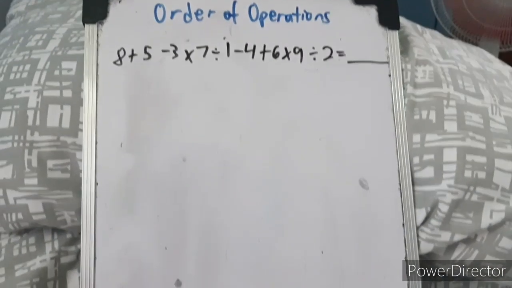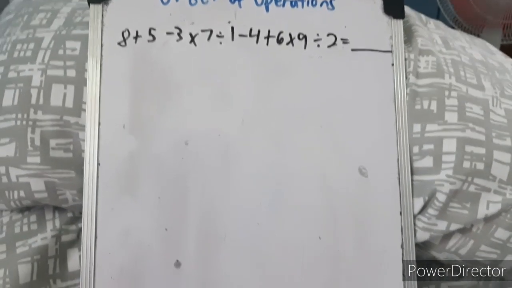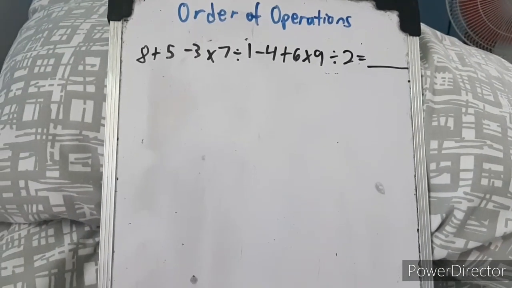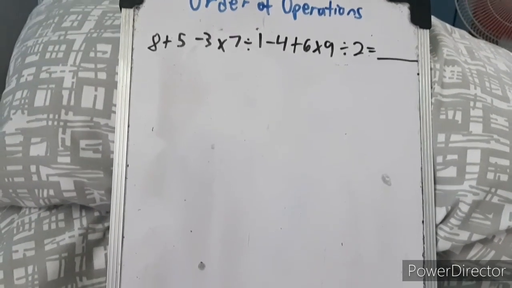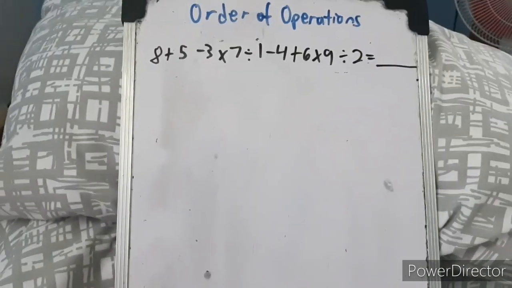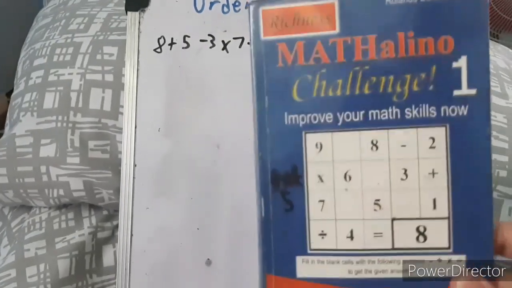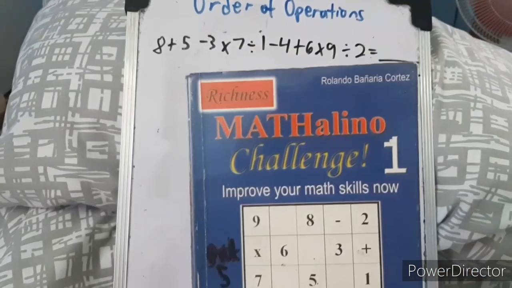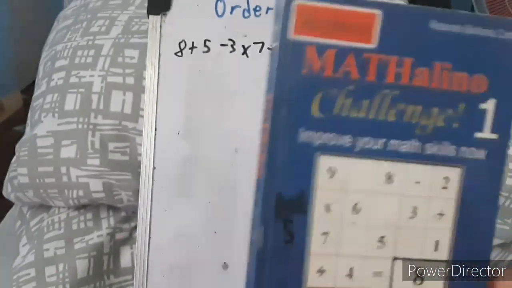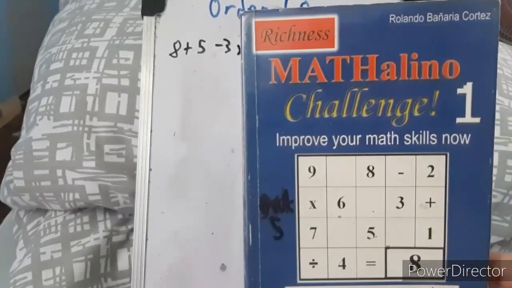Okay, so bibigay ko po ng example. I'll give you 5 examples po para intindihin kung paano gagawin sa order of operations. Ang mga sagot dito ay kinuha ko sa isang book, which is the Matalino Challenge 1, na kinuha ko nung grade 4 pa lang. So, ito po yung activity ko nung quarantine pa lang.